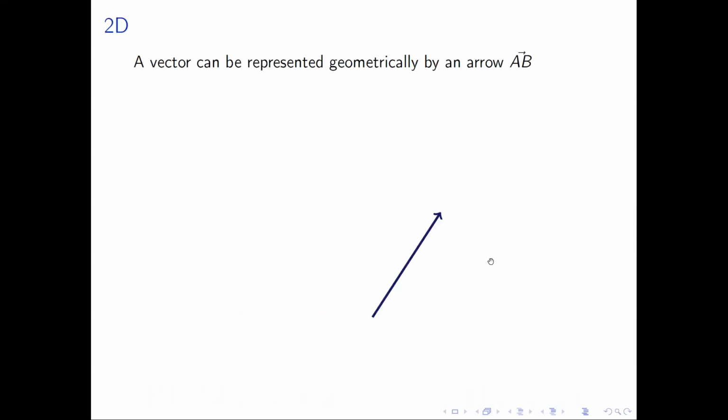A vector can be represented geometrically by an arrow, AB, which starts at the initial point A. We typically show A with x sub i and y sub i for initial, and a terminal point B with x sub t, y sub t, components for t, and t stands for terminal point.